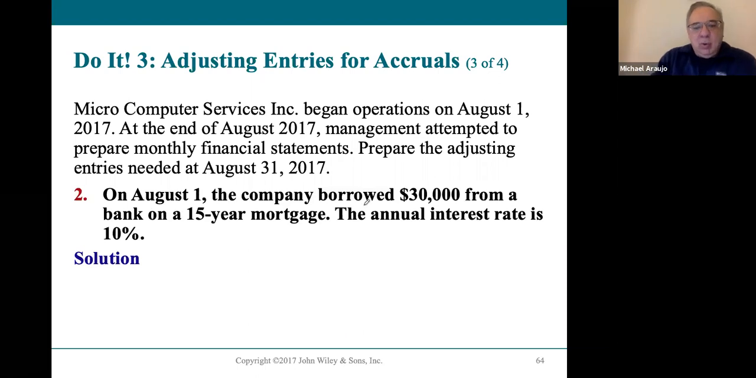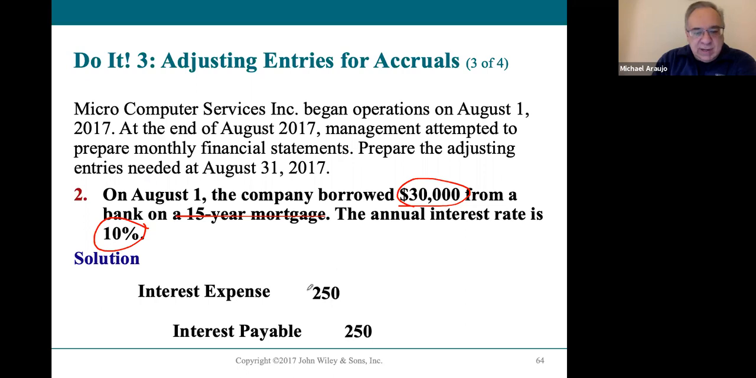For the bank loan, you would take the $30,000, multiply it by 10%. Now, we don't care about that because all we really care about is the month of August. So 30,000 times 10% times 1 month over 12. So 1 divided by 12. And that'll give you your solution. Your interest is $250. So again, at the end of August, your date would be here. Debit to interest expense, but we're paying it later. Interest payable, credit.